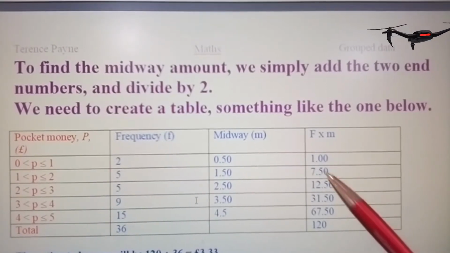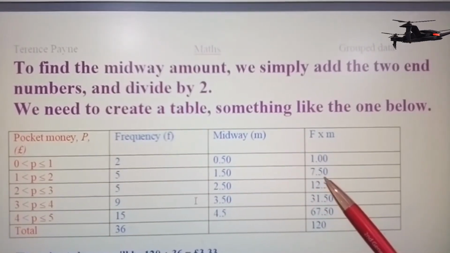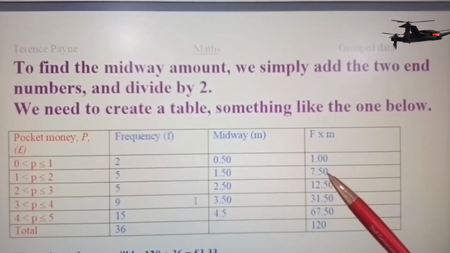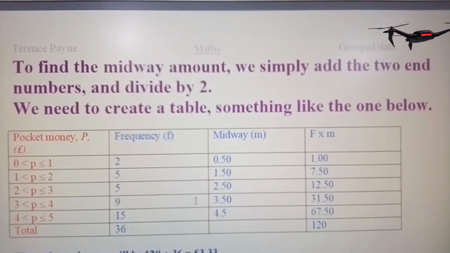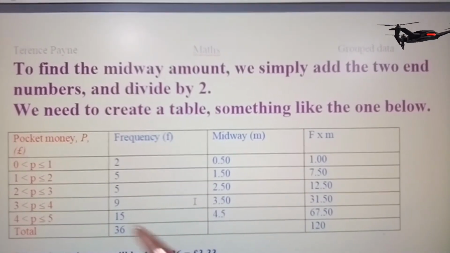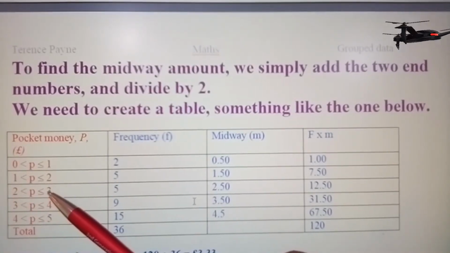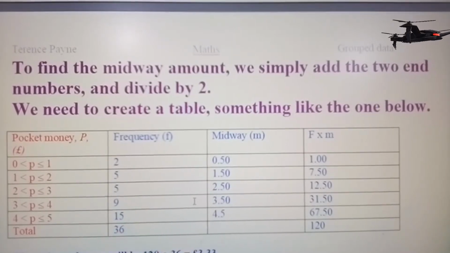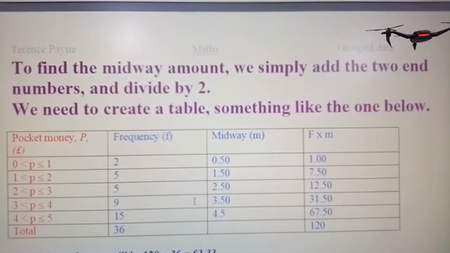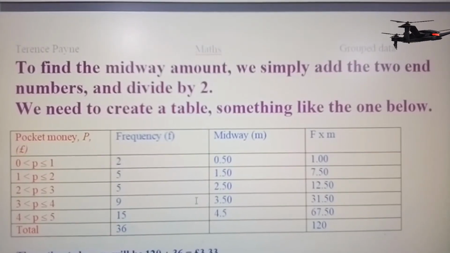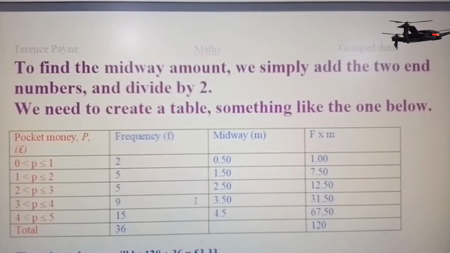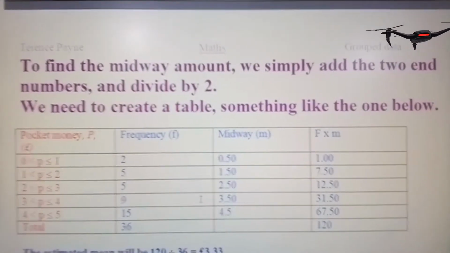Okay. If you then multiply f times m, 5 times 1.50 gives you 7.50, 7 pounds 50. And again, if you take these two numbers, add them together, 3 add 2 is 5. Divided by 2, that will equal 2.5. So I know it works.